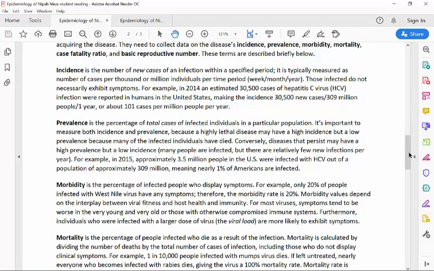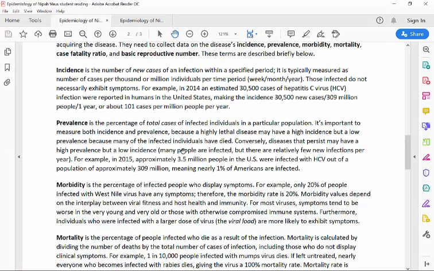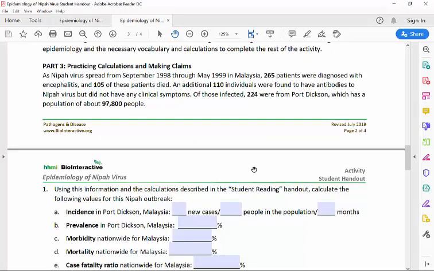But the prevalence, actually morbidity and mortality is where more people tend to get confused. Prevalence is looking at the percentage of total infected individuals in a particular population. So again, you need to know the total number that are infected and the population. It's a percentage, guys. Don't forget to move the decimal. That's where y'all usually make your mistakes, is forgetting to move the decimal.